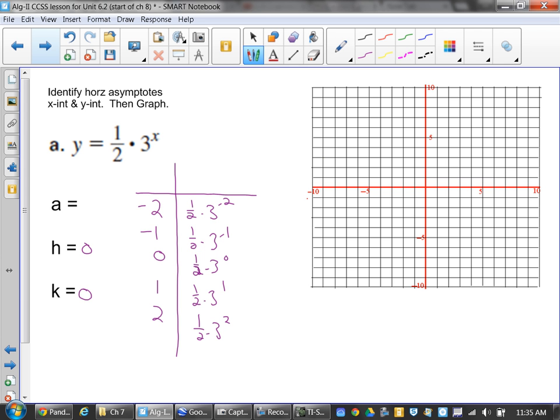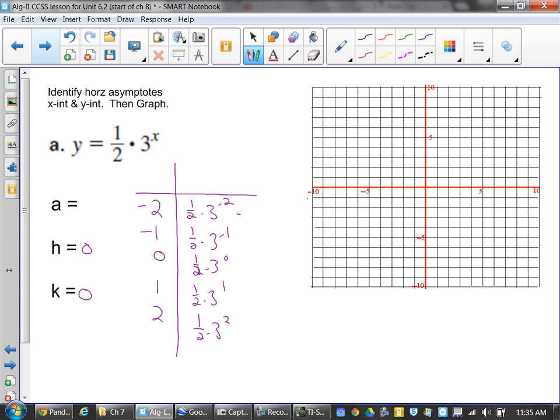So can we pretty much always just use -2, -1, 0, 1? Yeah, it's not a bad idea, because you start getting too big or too small. For exponential growth, obviously they grow rapidly. Now, what's 3 to the -2? 1/9. Oh, so it's 1/18. Very good. It's really small.